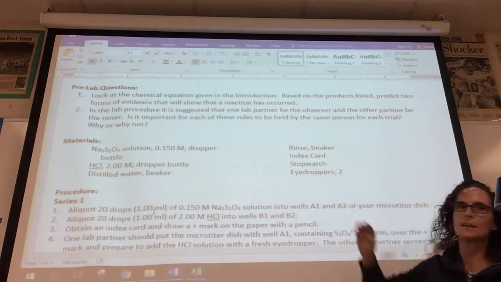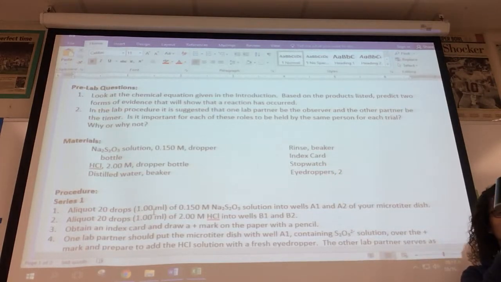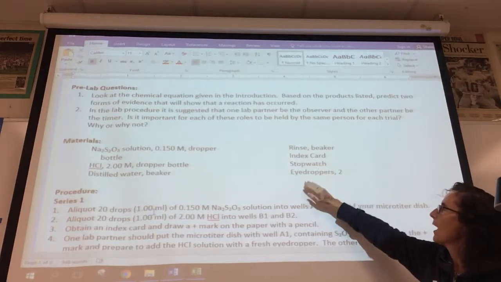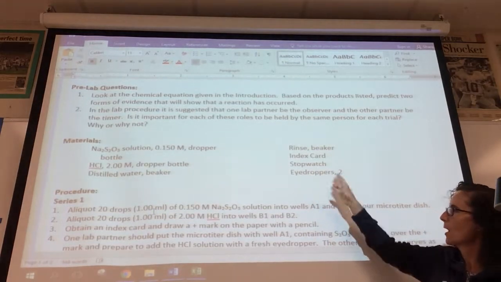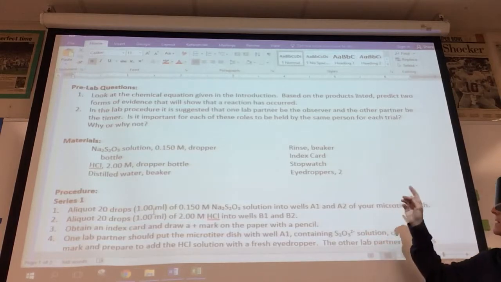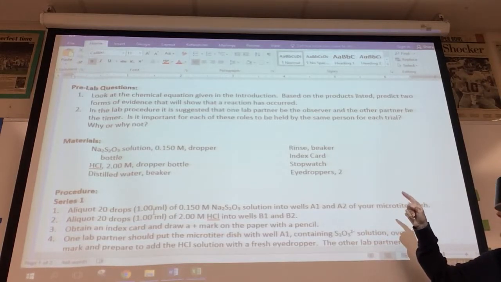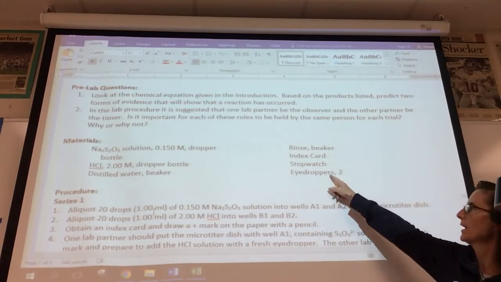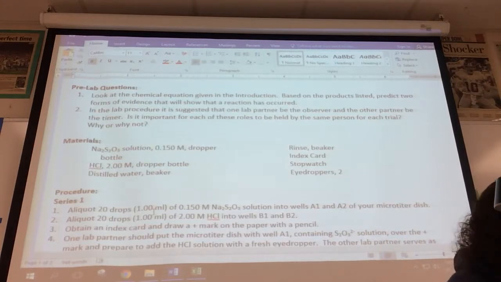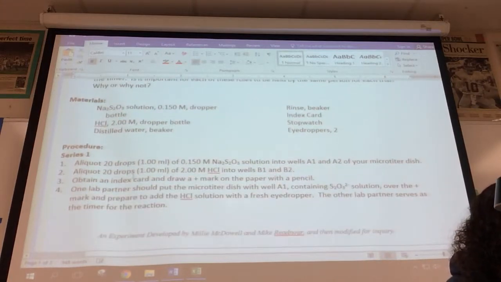You have an index card. The other period should have already put a plus sign on your index card. The plus sign should be the size of the well of your micro-titer dish. You have a stopwatch, and you have eyedroppers already there. One's in the distilled water, and one is just a transfer pipette. The rest of the lab is very self-explanatory. Please note that 20 drops is equal to 1 ml.